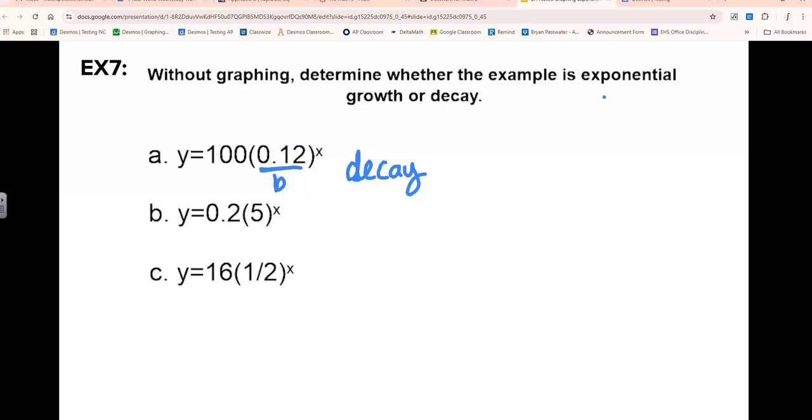Joey, how about B? That is growth. You're looking at just this number. The first number is your initial value. You're looking at whether or not that number being raised to the x is bigger than 1. 5 is definitely bigger than 1. Cannon, how about C? That's decay. Because 1/2 is between 0 and 1. Right, it's not greater than 1. Okay, questions?